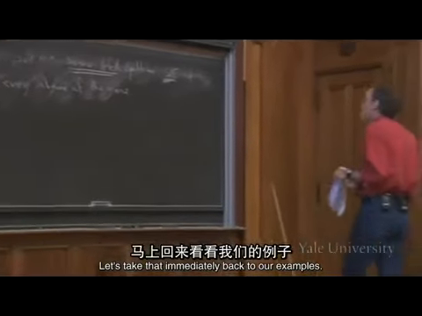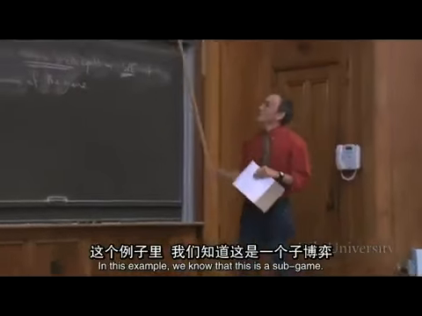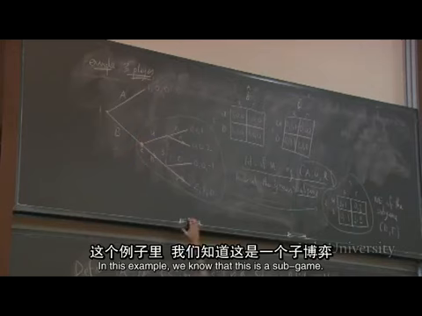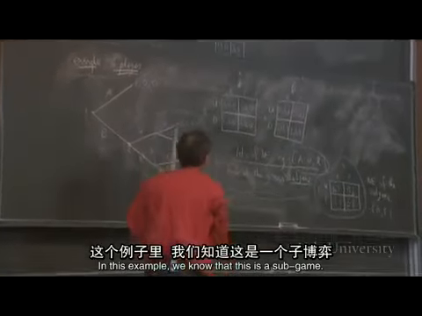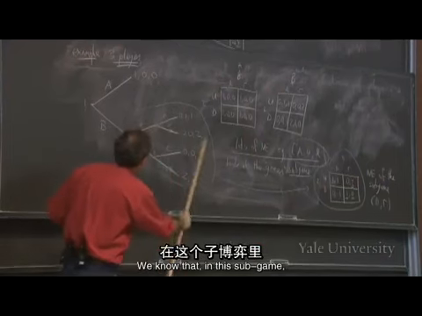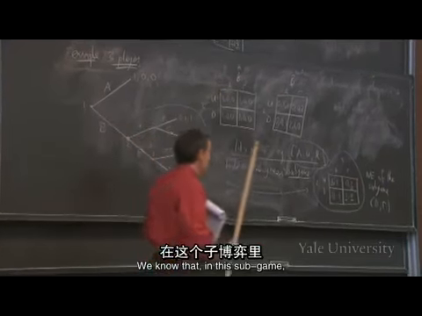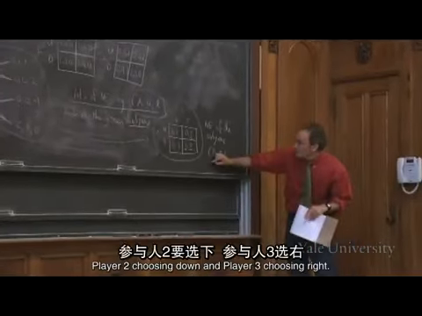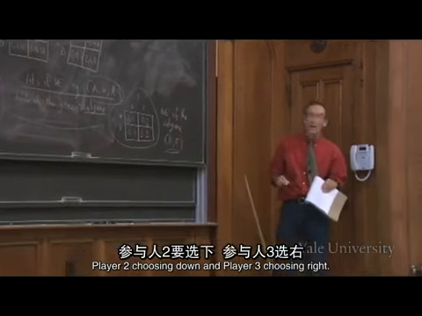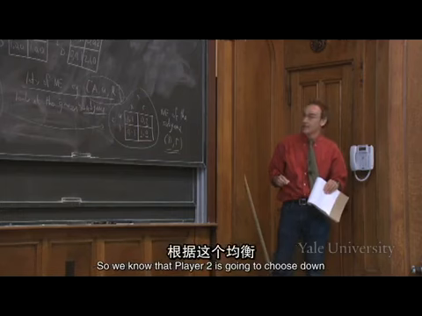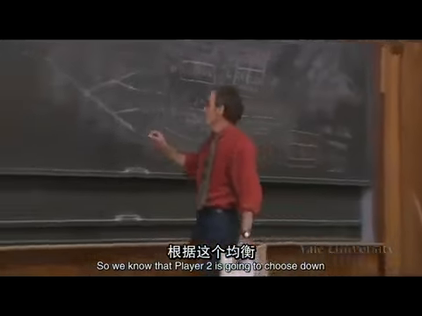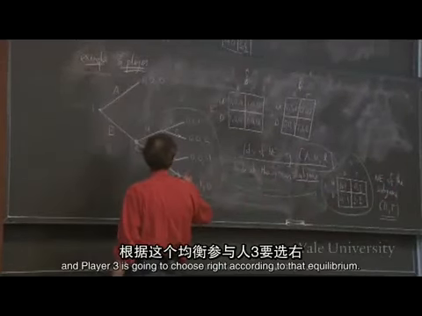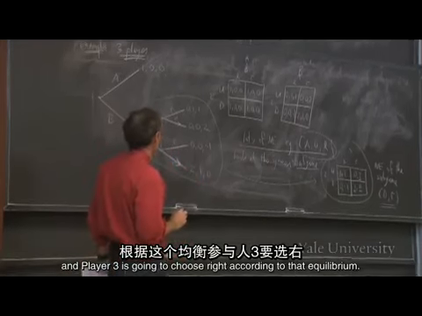Let's take that immediately back to our examples. In this example, we know that this is a subgame. We know that in this subgame there is only one Nash equilibrium, and that Nash equilibrium involves player 2 choosing down and player 3 choosing right. So we know that player 2 is going to choose down according to that equilibrium, and player 3 is going to choose right according to that equilibrium.